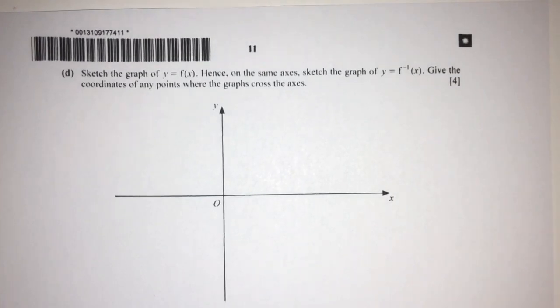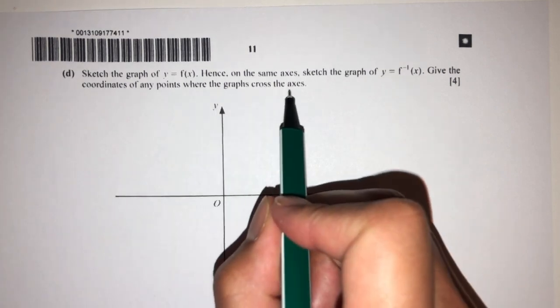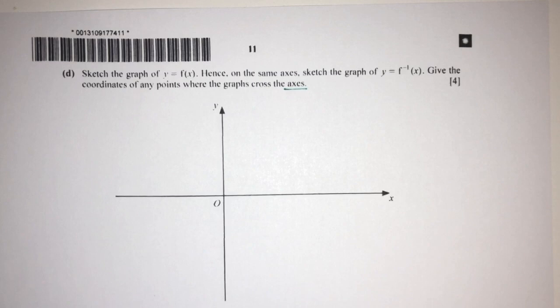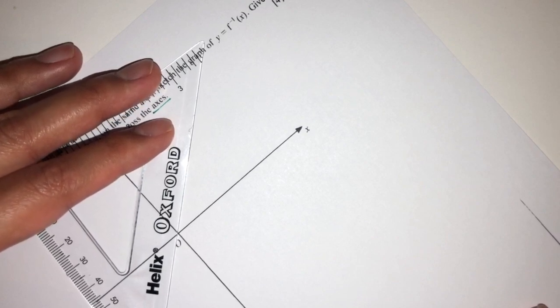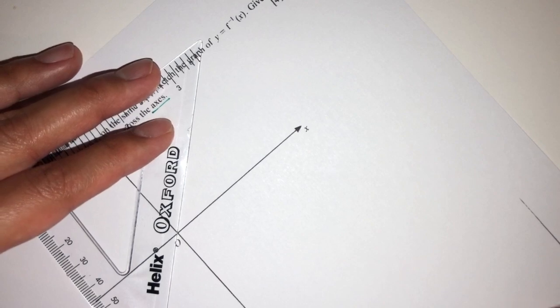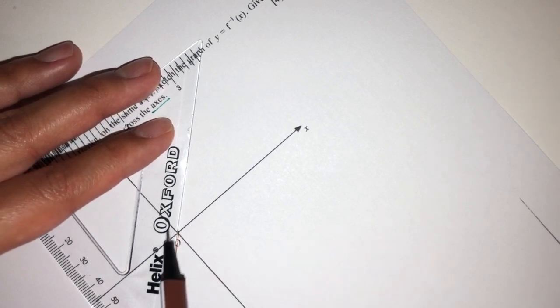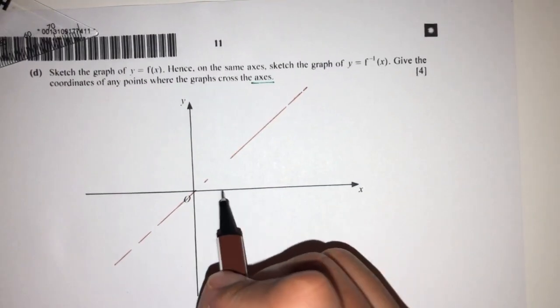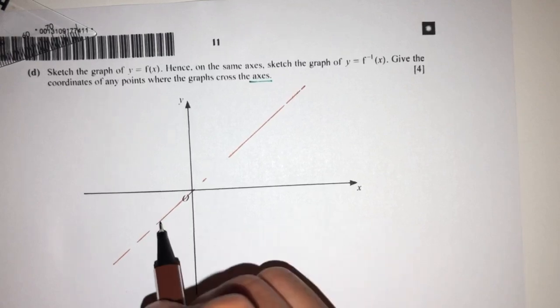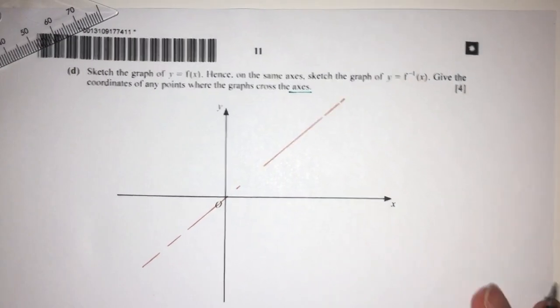So part D, we have to sketch the graph of y equals f of x. Hence, on the same axis, sketch the graph of f inverse of x, give the points on the axis. So as you know already, the main idea is that we have to show they have a relationship, which is a reflection in the line y equal to x. So you can just kind of draw this with your pencil, obviously. Now, if you want to be more accurate, you can always measure one here, and then point here, one here, point here, and join them with a straight line. That is a way to be more accurate.